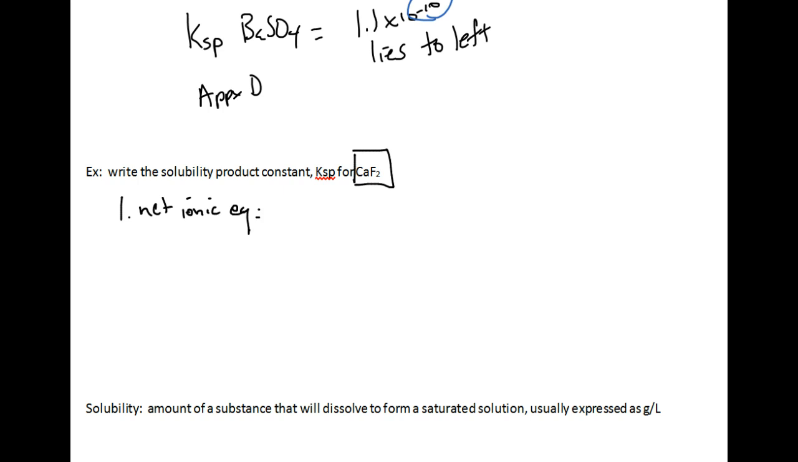And so when solid calcium fluoride is placed into water, some of it's going to dissolve, so we have a calcium ion, plus we have the fluoride ion. These are both going to be in aqueous solutions. Now, we do have to take it into account, and this is very, very important, that this reaction is not balanced. We do have 2 fluorides there, so we're going to have a coefficient of 2 there.